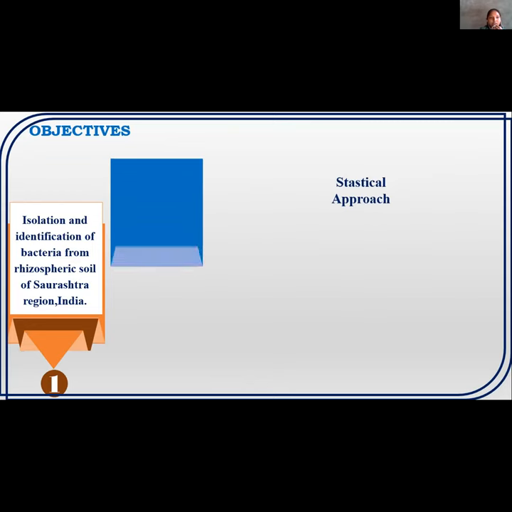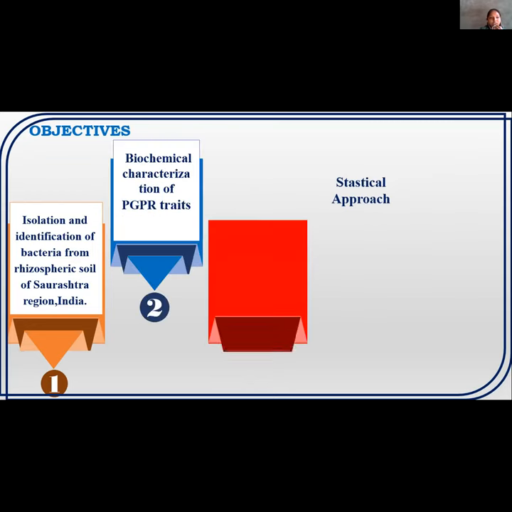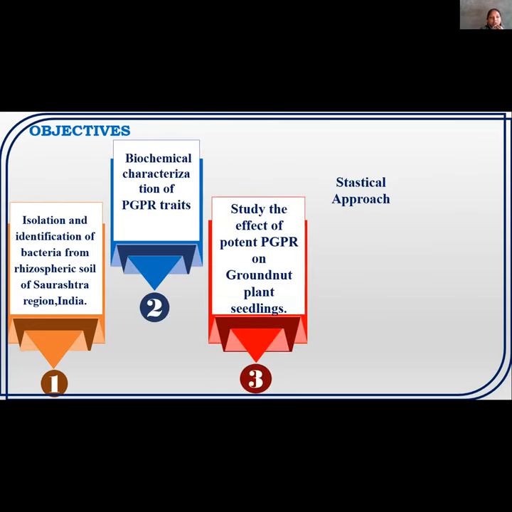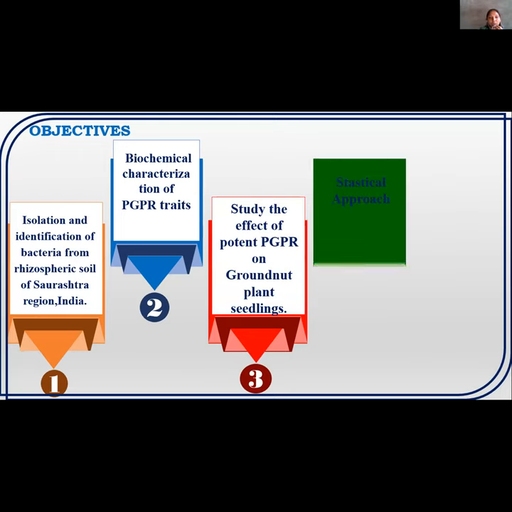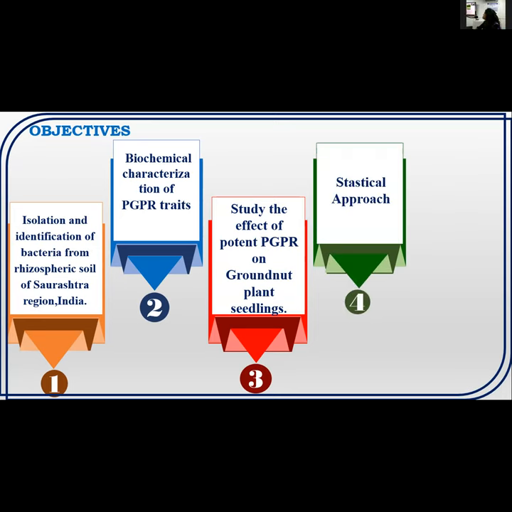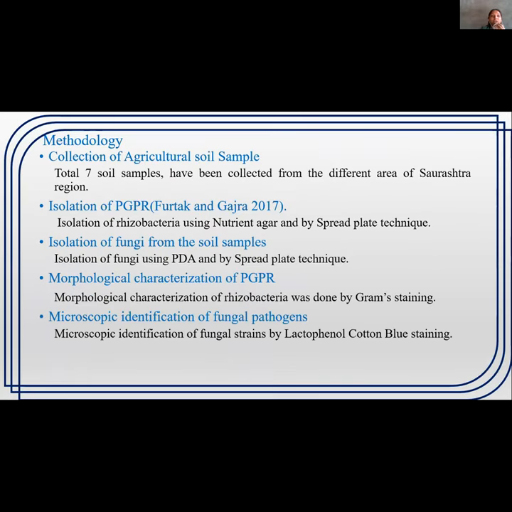These are my objectives. First is the isolation and identification of bacteria from the rhizospheric soil of Saurashtra region, India. Second is biochemical characterization of PGPR traits. Third is to study the effect of potent PGPR on groundnut plant seedlings. And fourth is statistical approach.